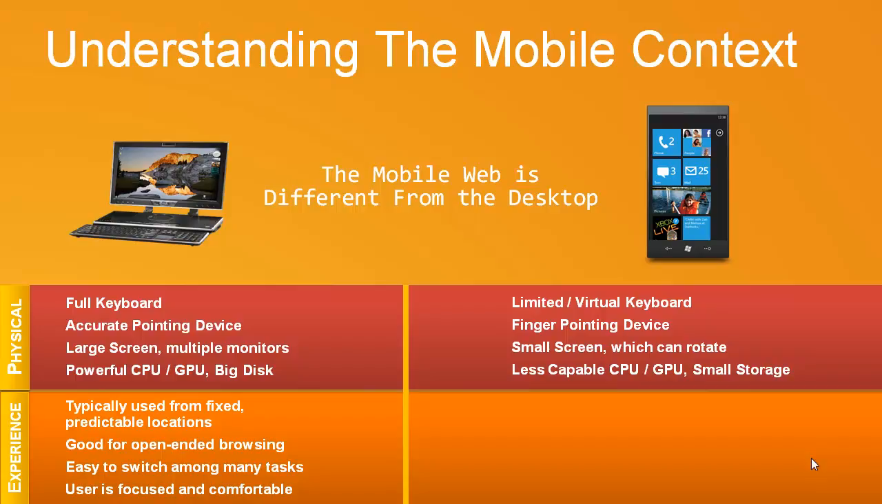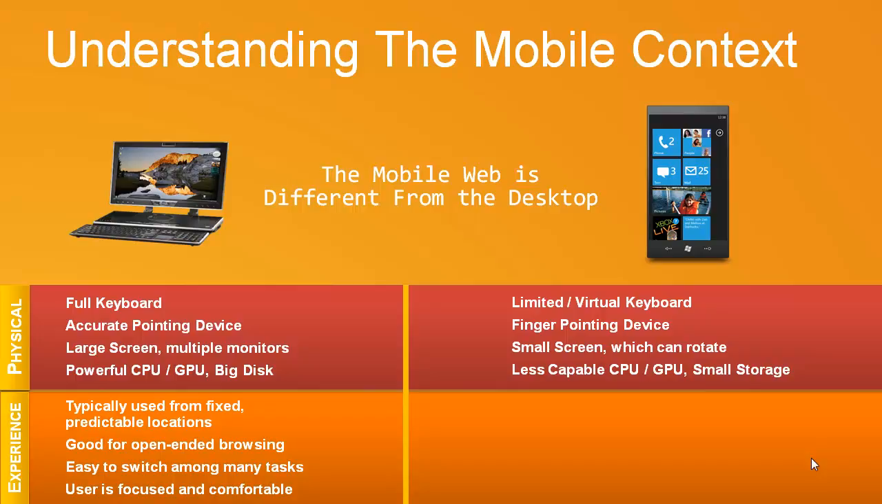it is good for opening and browsing, meaning you open a tab, you do some of your tasks there, then you open a new one, then you leave the other one there, and then you're coming back and forth, while on the mobile phone you can only do one task at a time. It is also easy to switch among many tasks. Again, it's just a click away. Whereas on the phone, it takes a little bit more effort, and the user is focused and comfortable.